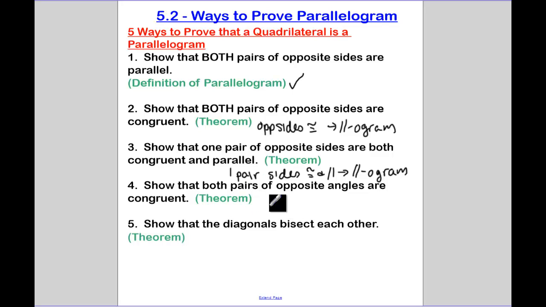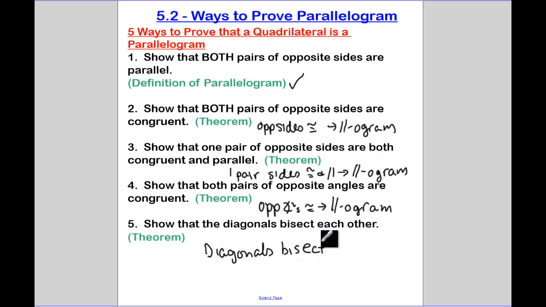4, show that opposite angles are congruent. So opposite angles congruent gives us a parallelogram. 5, show that diagonals bisect each other. Okay, so diagonals bisect gives us a parallelogram. Now realize one thing.